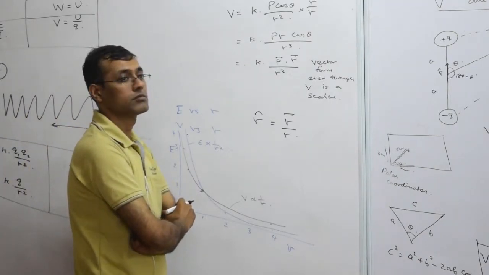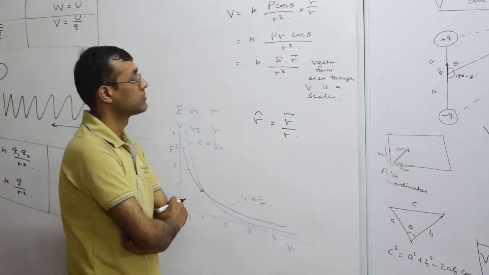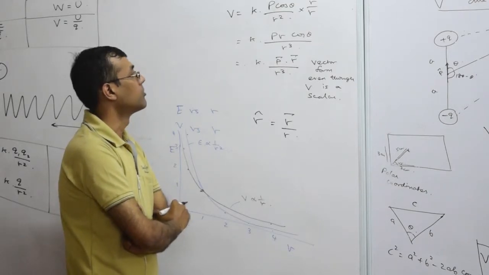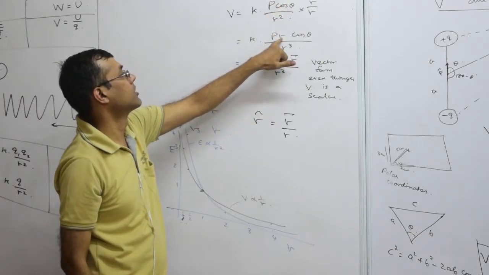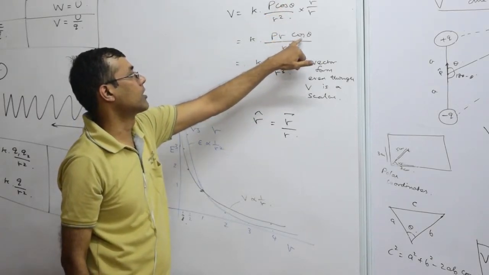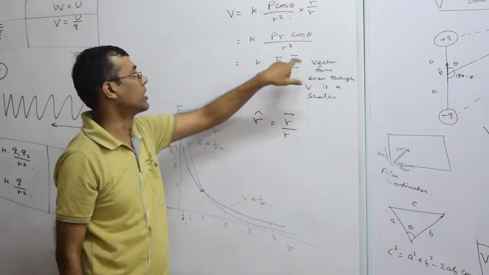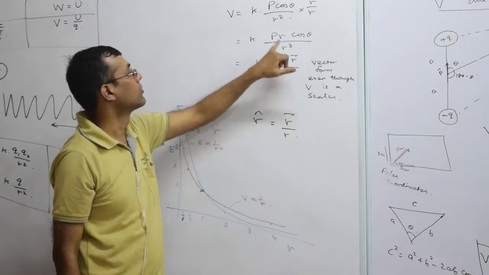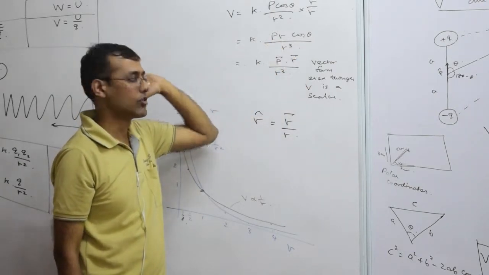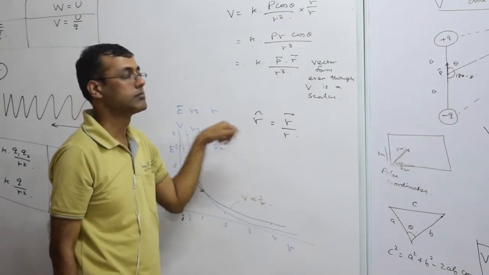So you write that as 1 by 4 pi epsilon, P cos theta R cap by R square. But since this is in magnitude, I will just write it as magnitude. Then the PR cos theta becomes P dot R. So only the final step becomes a vector. All these things are just magnitudes. That's why I am not writing all this.